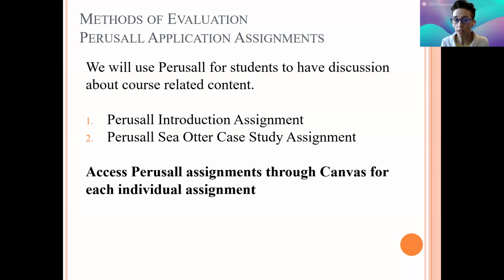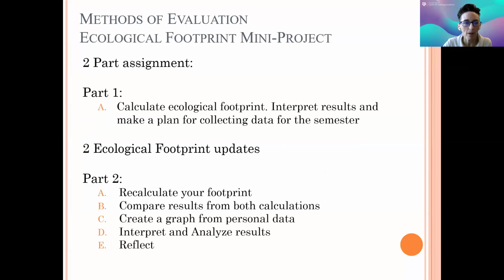The second Perusal assignment we do is a case study on sea otters. That's relatively early in the semester. I do case studies in my face-to-face class, but it's really difficult to do that in the online class. And so I created this to give you an opportunity to engage with the course material in a way that's more similar to the face-to-face class. You get an opportunity to look at a real world scenario of how the things we're talking about in class happen in the real environment, and then have a discussion with your classmates about it.